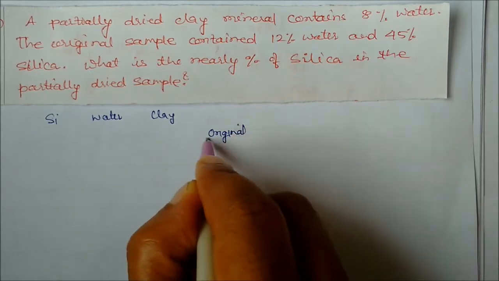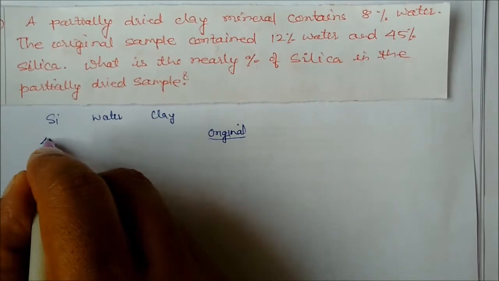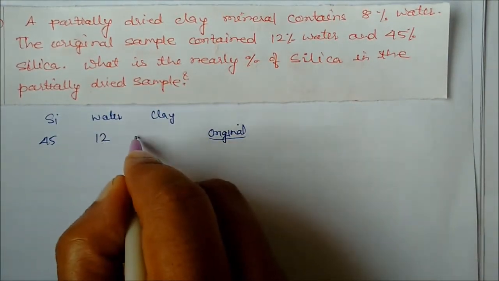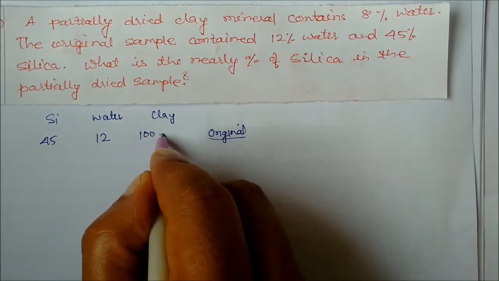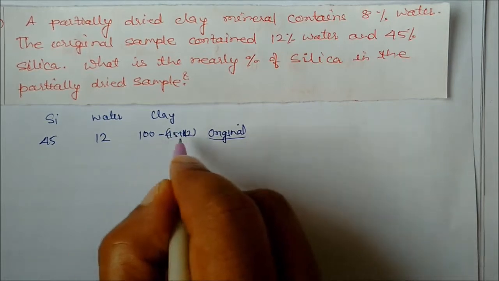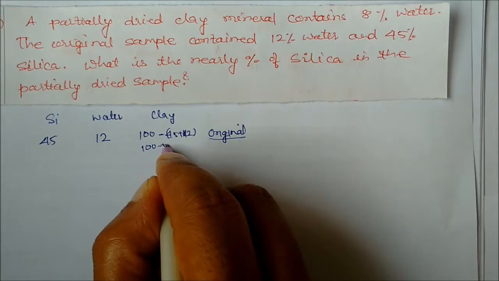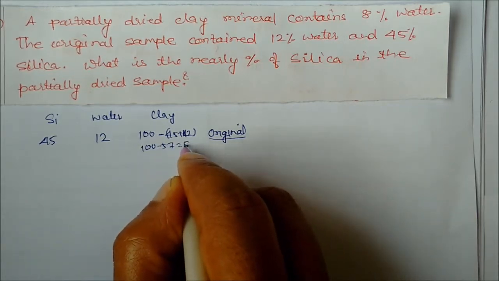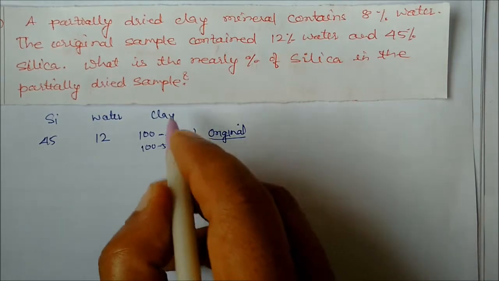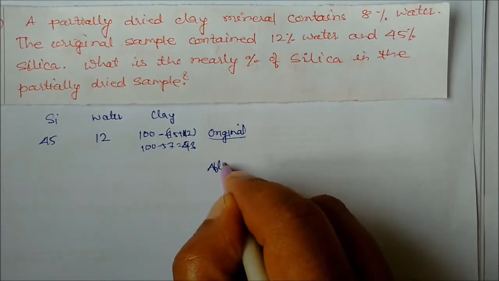In the original, silica is 45, as you can see, and water is 12. So what is left? The left is 100 minus (45 plus 12). 45 plus 12 is 57, so 100 minus 57 is 43. So here clay is 43. Now after heating, what happened?